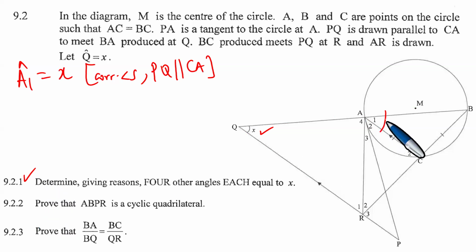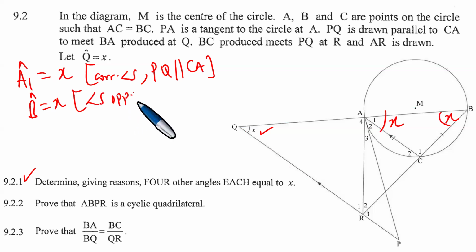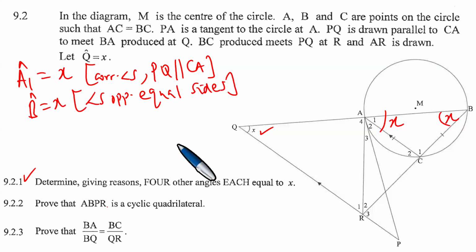So it follows that this angle is also X. What is the next angle that is equal to X? B is equal to X. B equals X, well done. Why? Angles opposite equal sides. Next.